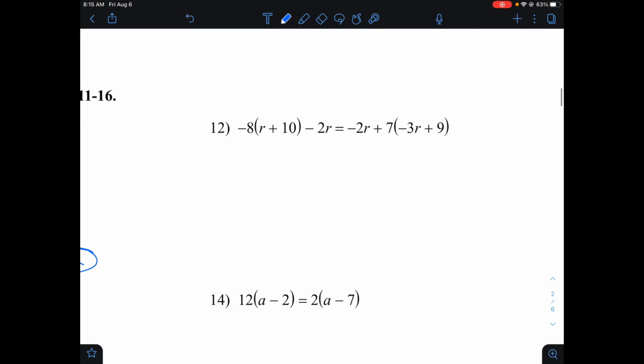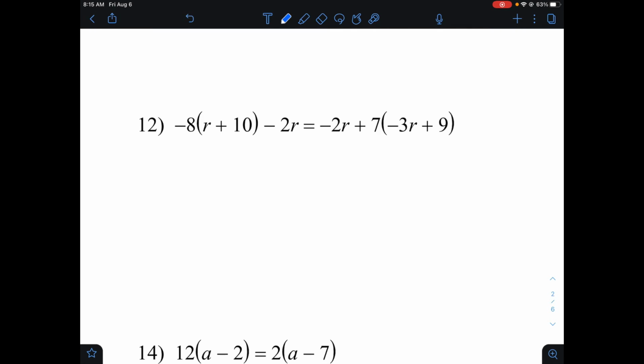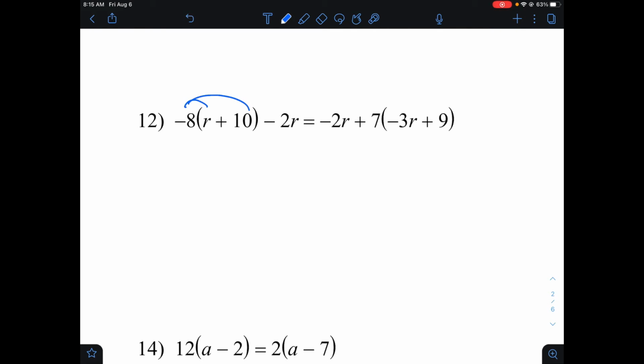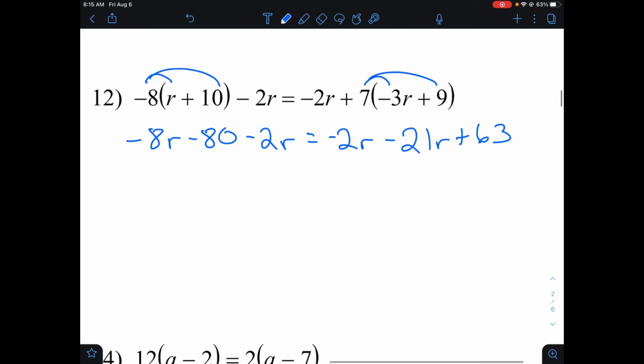All right. Let's go ahead and do number 12. So again, we have to do some distribution here. We're going to distribute this negative 8. And we're going to distribute this 7. So we're going to get negative 8r minus 80 minus 2r equals 2r. And then now I do my distribution, which is going to give me a negative 21r. And then I do 7 times 9, which is going to give me 63. So plus 63.